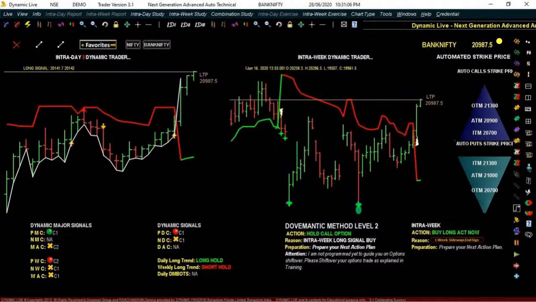So this is how all these multiple intelligences work together and give you the right entry, right exit in any given market condition. But today you don't have to worry about following all these intelligences, because your job is not to follow all of them. Your job is to just follow only this Dowmantic method level 2. Now what this Dowmantic method level 2 does here is it collects all the information from these multiple intelligences and directly tells you what trade you are supposed to do next.